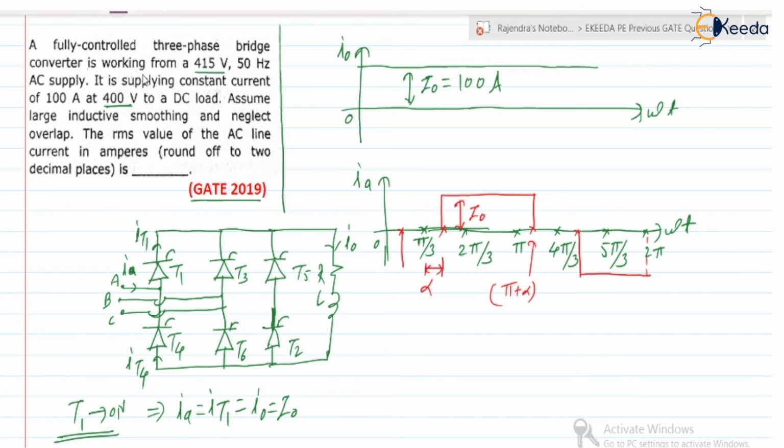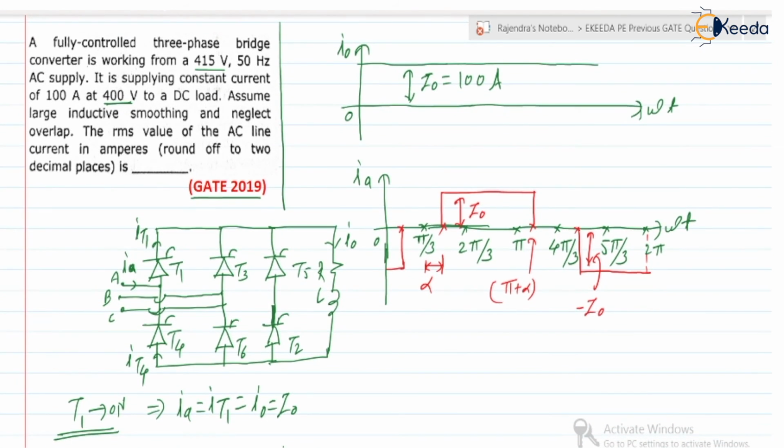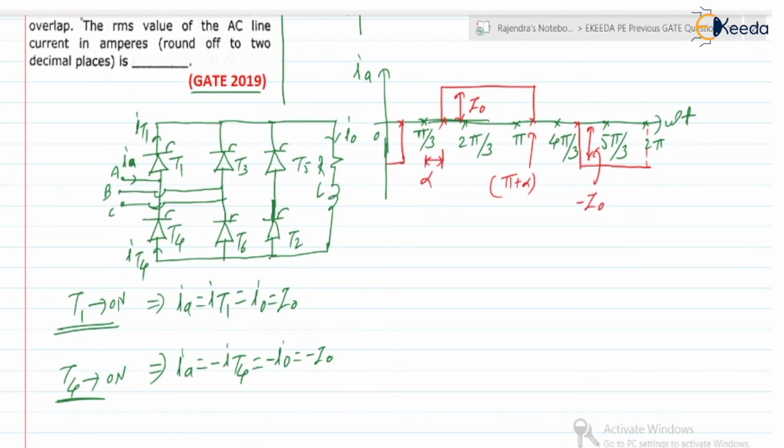So this is the type of waveform we get for IA. This magnitude is I0, and this magnitude is −I0, it is negative.